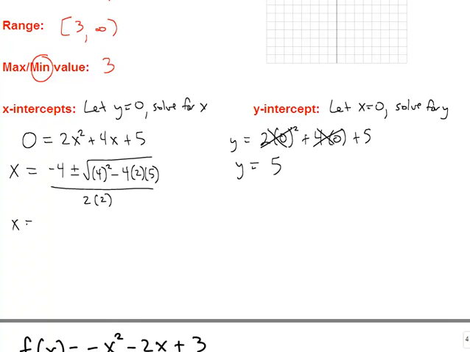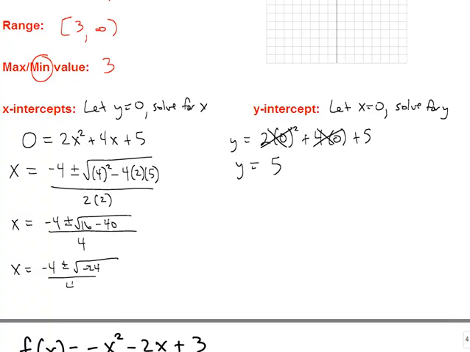Now we want to simplify. So in the denominator, 2 times 2 is 4, and under the radical, 4 squared is 16, 4 times 2 is 8, 8 times 5 is 40, so this is 16 minus 40, which simplifies under the radical to a negative 24.